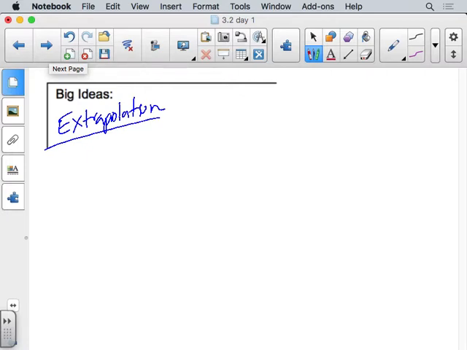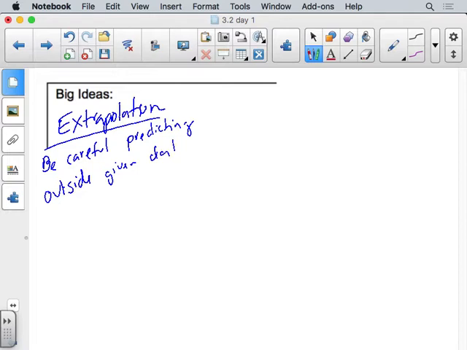So the gist of it is be careful predicting outside given data. Sometimes we can't help it. In the real world right now, we do not know what the future holds for things. So you have to extrapolate, and you want to do it wisely. But if you're just getting a couple data points and predicting out forever, like my daughter is going to be in the 80th percentile of height in the future, I have no idea. Just because she's 60th percentile right now doesn't mean anything later. Okay, so be careful predicting outside of given data.